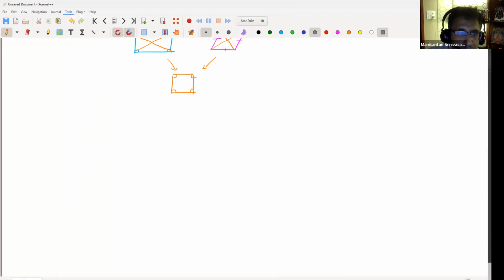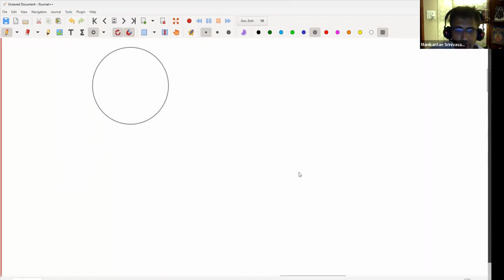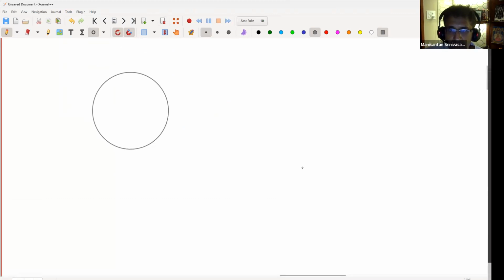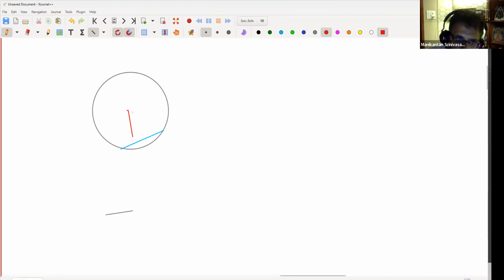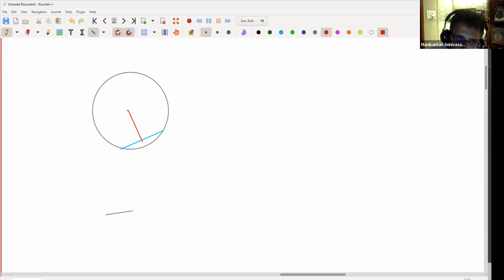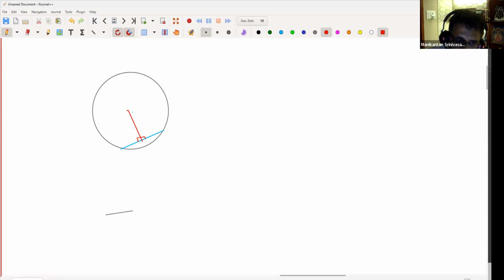So let me just draw a circle here. Okay, so the main property in a circle is, if I have any chord, and if I connect it to the center, so from the center, if I draw a line which is perpendicular to the chord, it'll be bisecting the chord. So if this is perpendicular, then it'll bisect the chord.